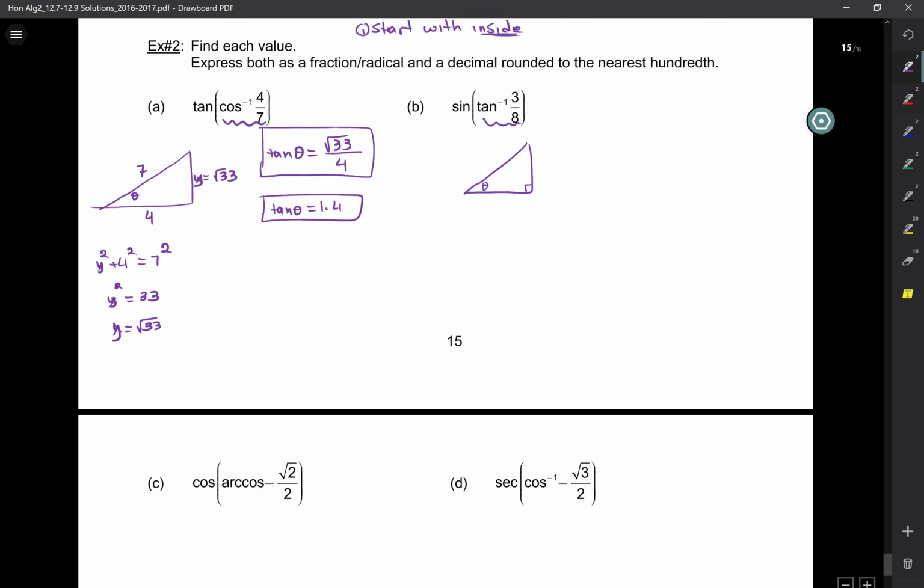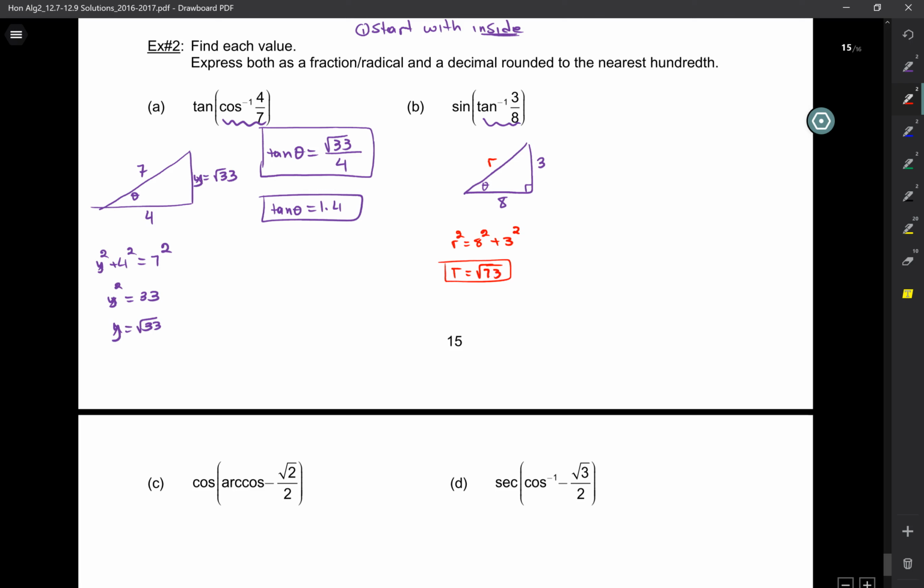The tangent is 3/8. That means the vertical over the horizontal is 3/8. Okay, and I'm going to call this r just to be consistent. So let's just find r for a minute. r squared is equal to 8 squared plus 3 squared. So r is equal to root 73.